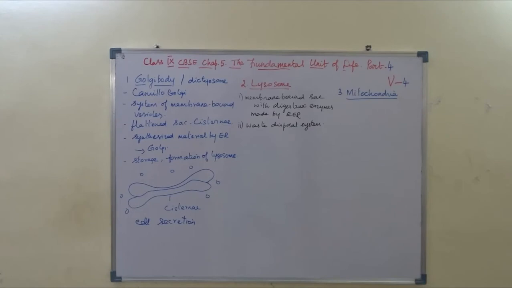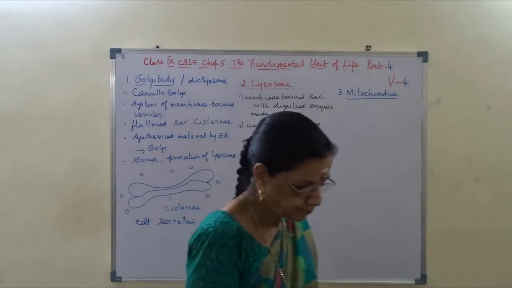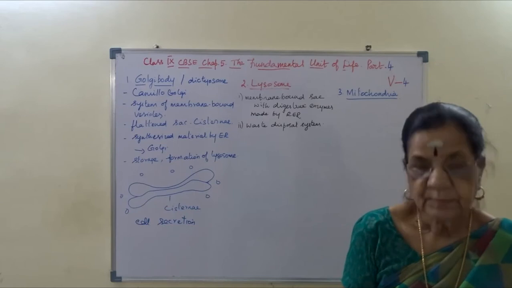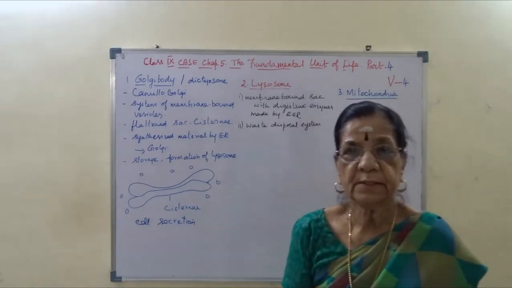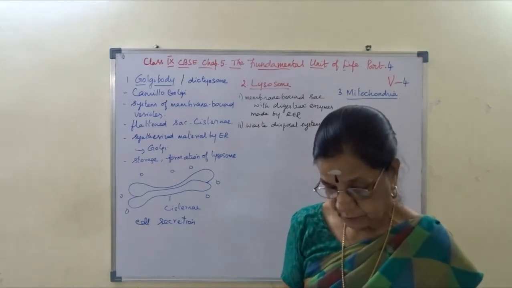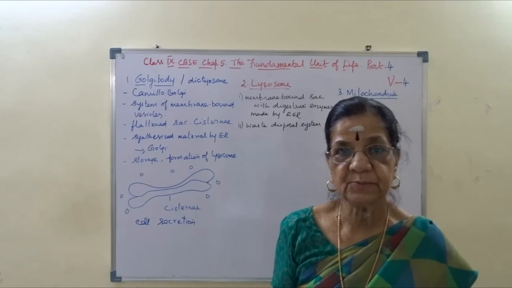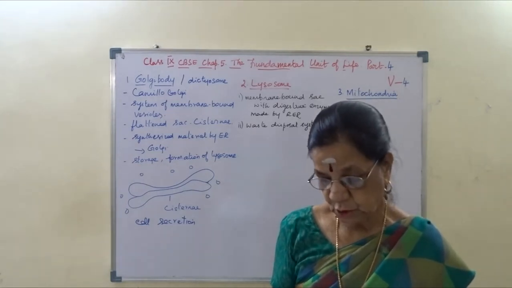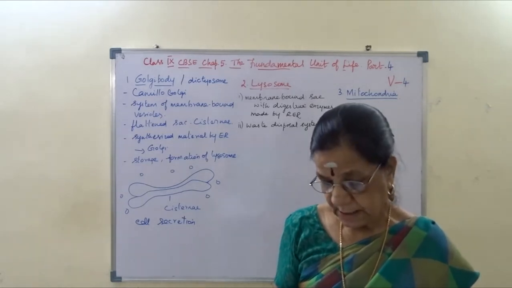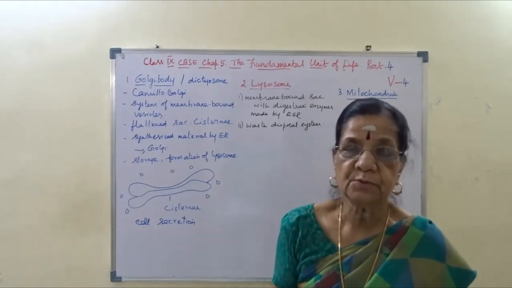Dictyosome as... Can you think and tell me? We have learnt already last year. Dictyosome, the Golgi body in the plant cell, it is called dictyosome. Now the Golgi apparatus was first described by the scientist Camillo Golgi. And this Golgi apparatus consists of a system of membrane bound vesicles.